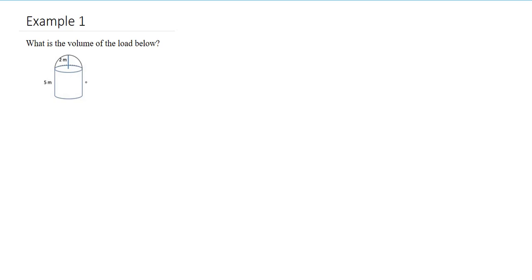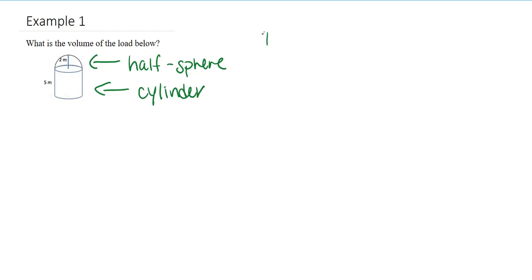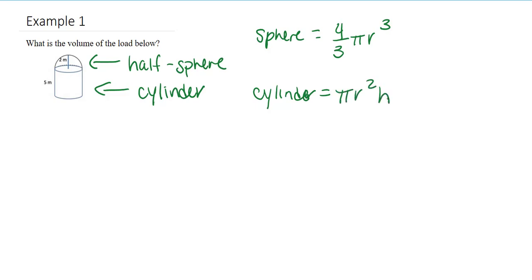So we see that we have half a sphere, and we also see we have a cylinder. So let's go over the formulas for these shapes. Let's just look at a sphere: that volume would be 4/3 pi r cubed. Then a cylinder is pi r squared times the height. So let's go ahead and start to solve.